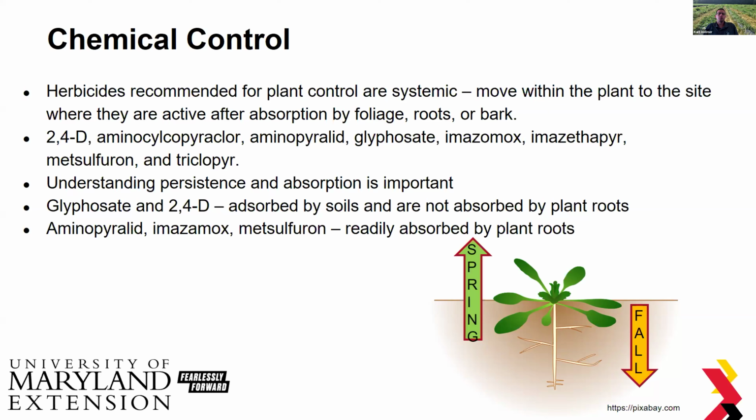However, things like aminopyralid, imazamox, and metsulfuron do have foliar and root activity and are readily absorbed by the roots. Herbicides like imazapyr (Habitat) can also damage desirable native species if you're not careful with them, and they are a little bit more persistent in the soil.